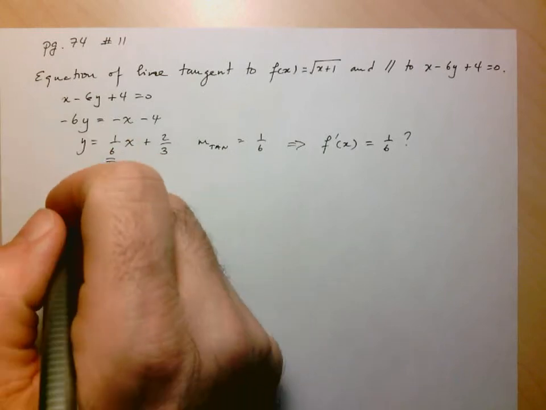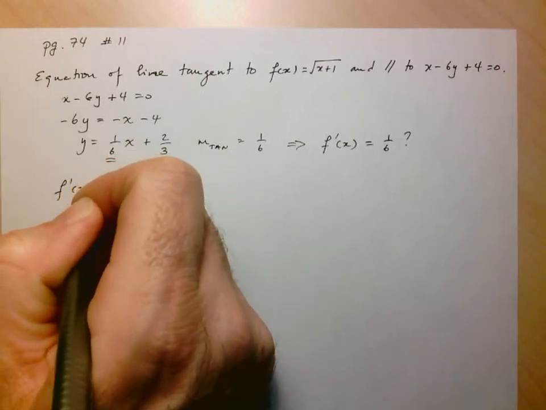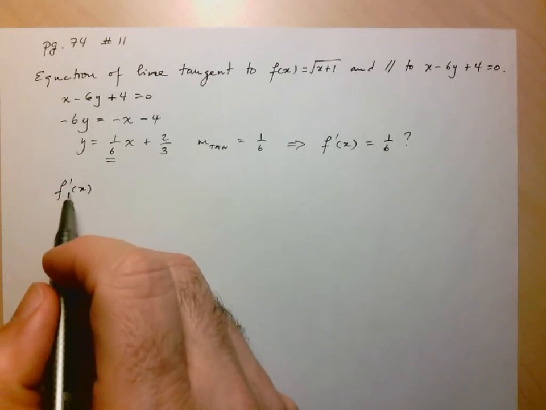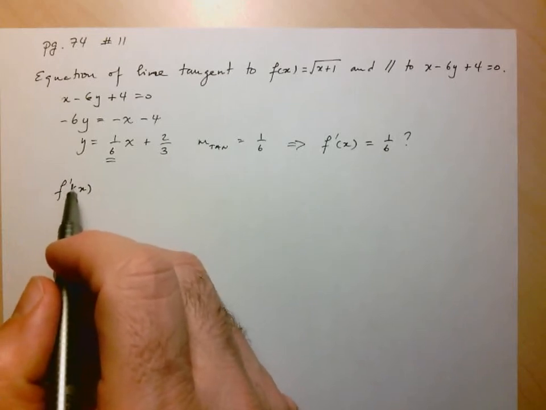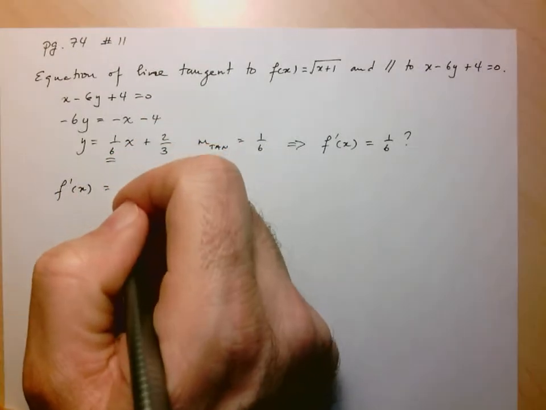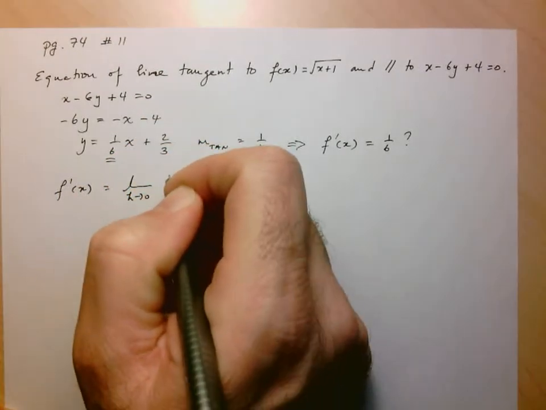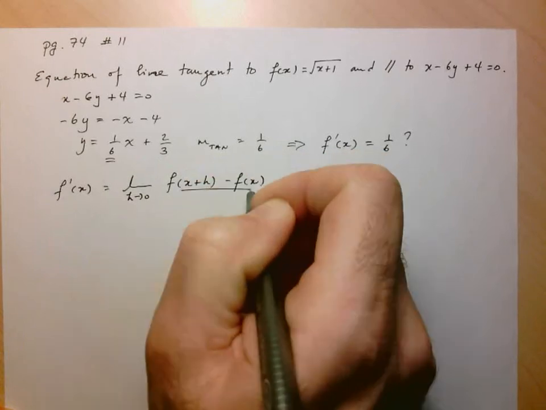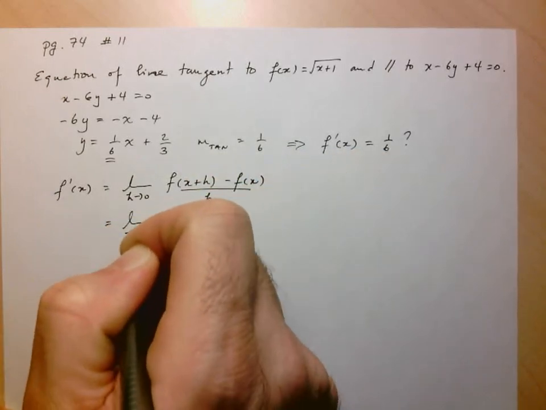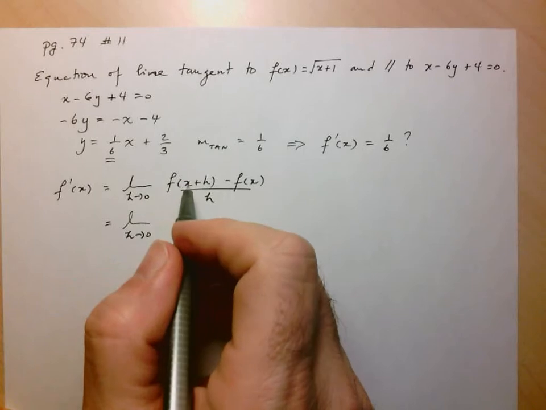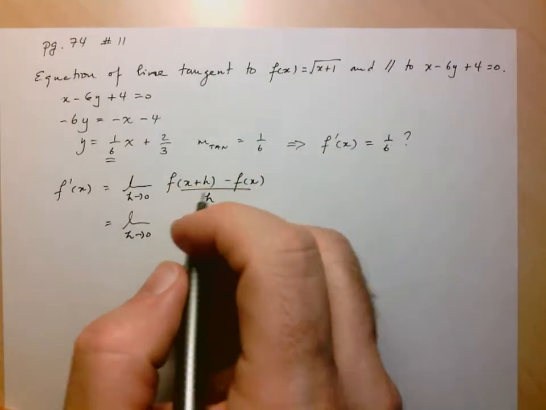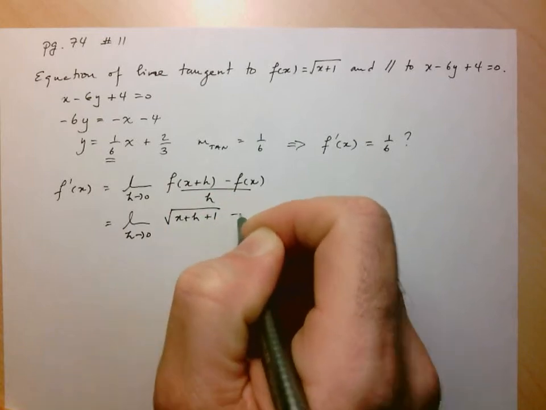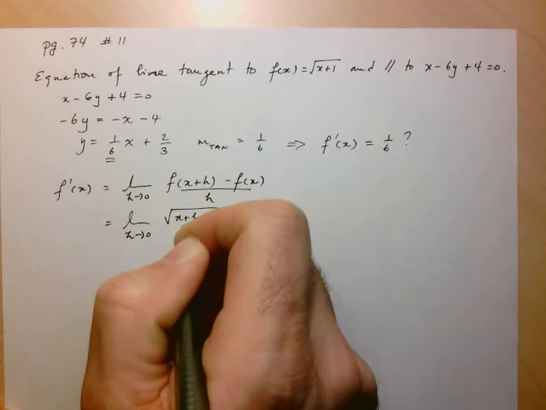Okay, so let's find the derivative of this function. Now here I have to find the derivative as opposed to derivative at a point because I don't know which point I'm looking for. Okay, so let's use our definition. So that's the limit as h approaches 0 of f at x plus h minus f at x over h. So now let's input what we have here. So here, wherever we see x, we replace it by x plus h. So this is the square root of x plus h plus 1. Minus the square root of x plus 1.